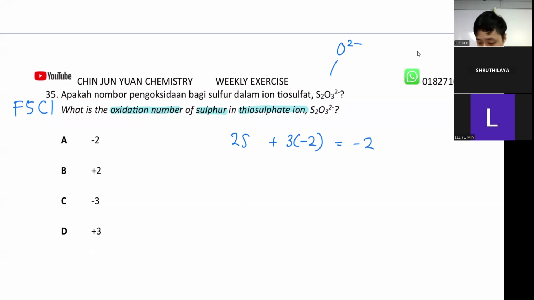Okay, so 3 times negative 2, negative 6. Negative 6 move there, positive 6. So 2S equals to, after negative 2 plus 6, you will get positive 4. So then, let me show you the step for those who confused. 2S equals to negative 2 plus 6. You get 2S equals to plus 4. S equals to positive 2. So the answer is B.